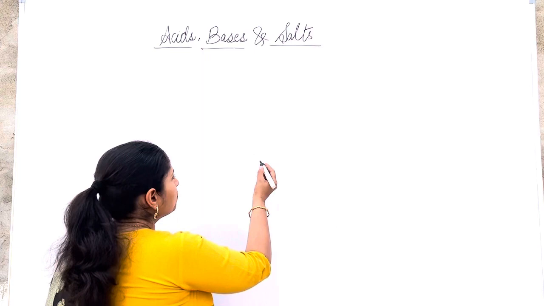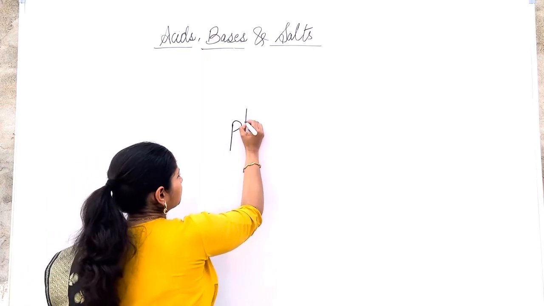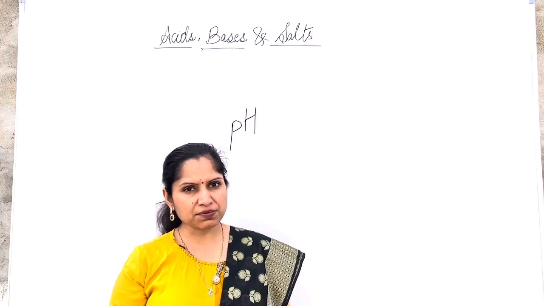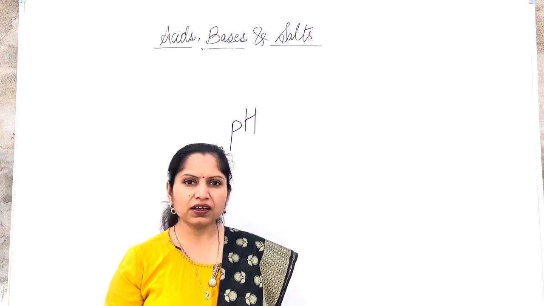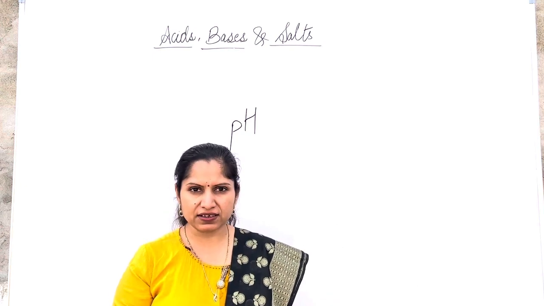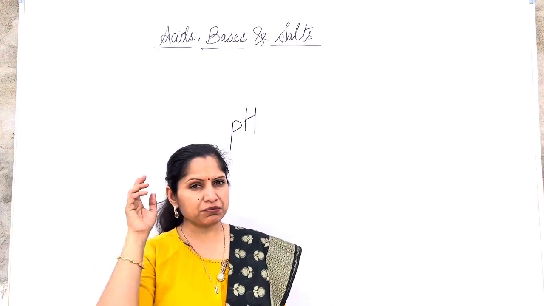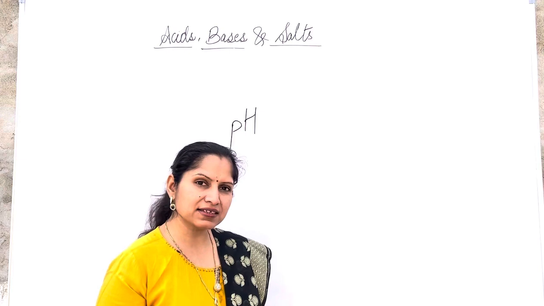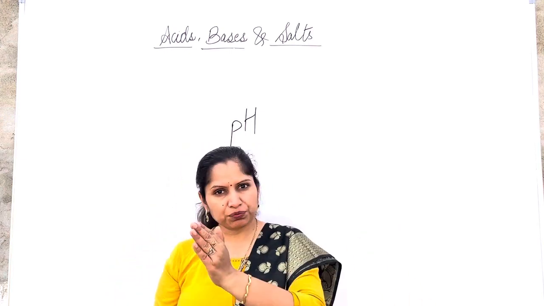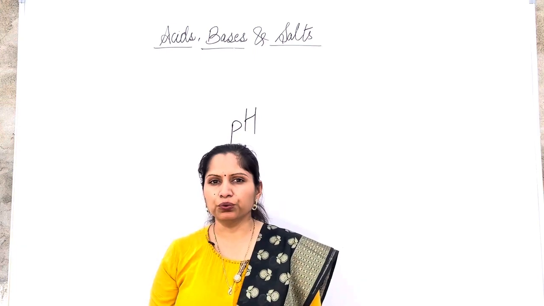In the previous video we have seen that we can test if a given substance is acidic or basic by use of litmus paper. That was one of the natural indicators. If litmus paper is made to react with acids, it turns red, and if it is made to react with base, it turns blue.